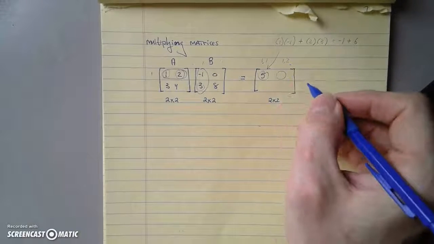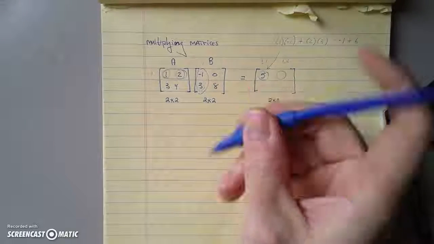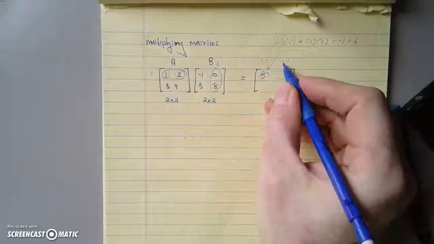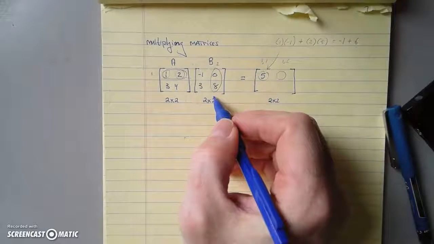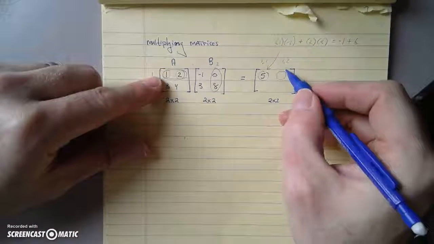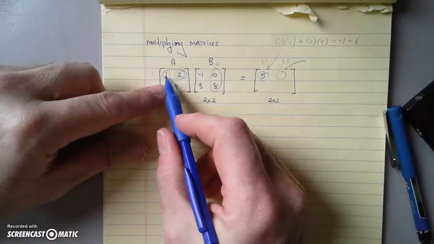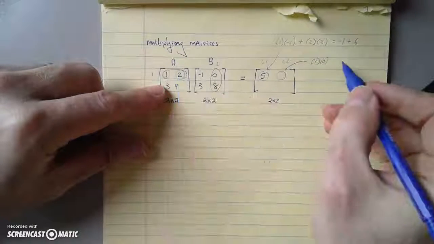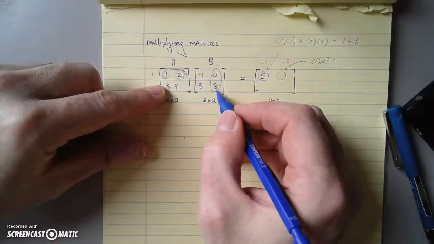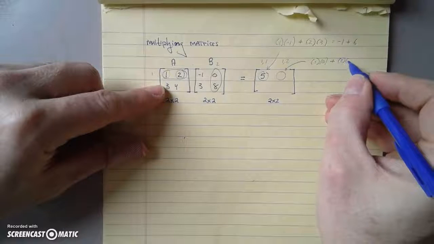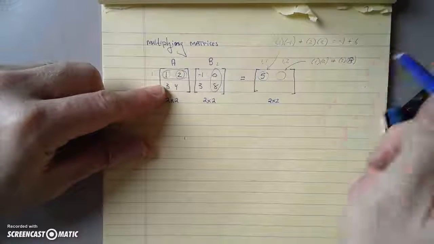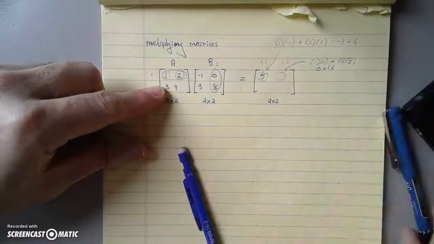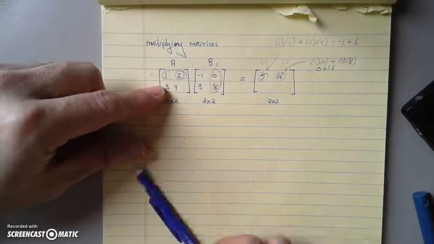To get the 1, 2 entry of the resulting matrix, you take the first row times the second column. First row, second column. So once again, we would take the first number in the row, the first number in the column. We'd have 1 times 0, and then we add to that the second element in the row, the second element in the column, 2 times 8. Which is 16. So this is going to be 0 plus 16. So 16 would be the result.